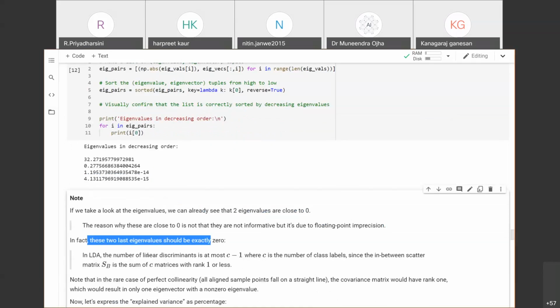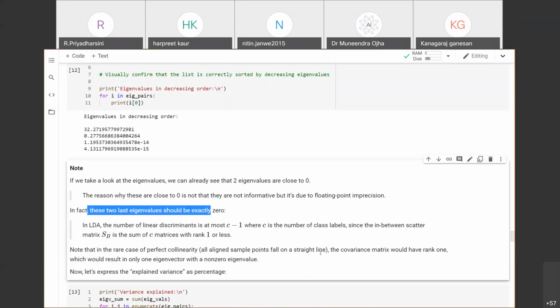In LDA, the number of linear discriminants is at most C minus 1, where C is the number of class labels. So remember this very clearly: we have C classes, so the number of linear discriminants can be at most C minus 1. How many classes do we have? We have 3 classes, so we will have only 2 linear discriminants. And since the in-between scatter matrix SB is the sum of C matrices with rank 1 or less.